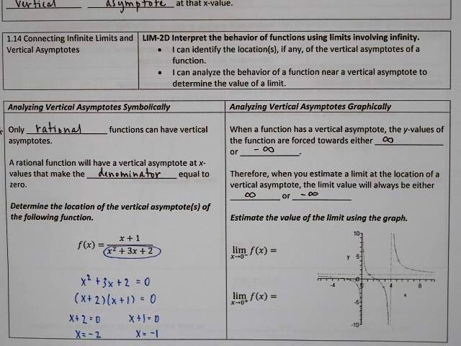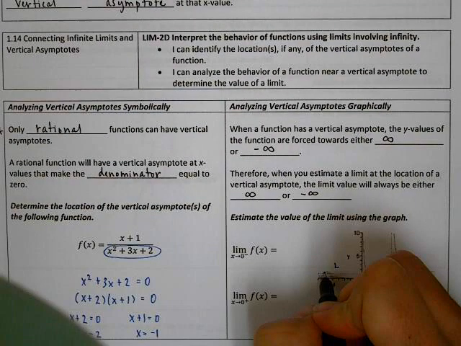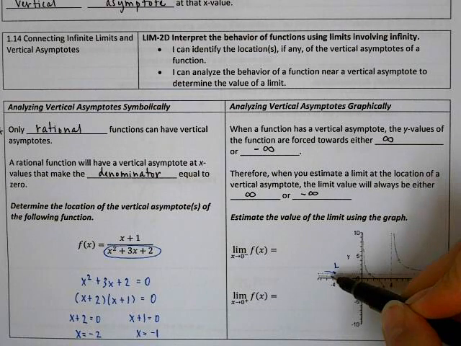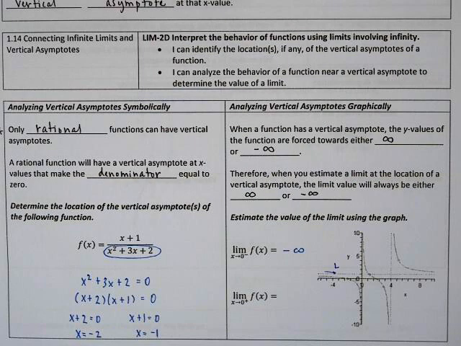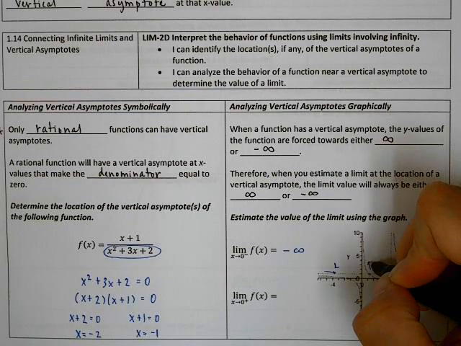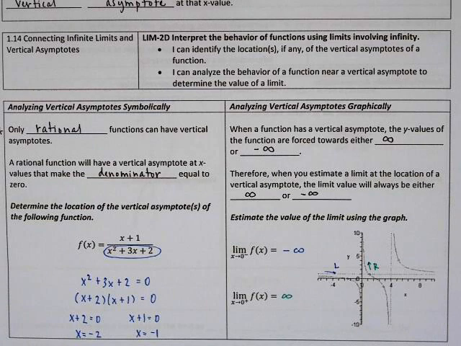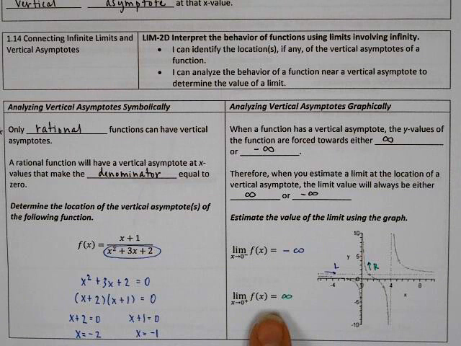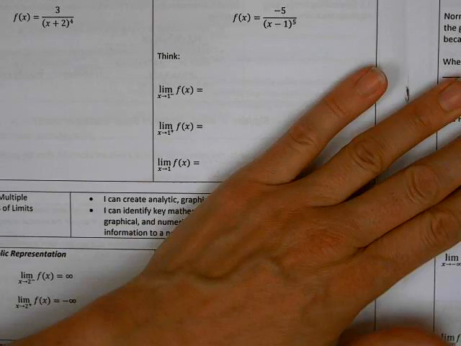As I approach, if this is 0, here's the left side of 0. As I approach from the left side, if I follow my curve, I'm heading down towards negative infinity. On the other hand, from the right side of 0, as I follow my curve, you can see I head up towards positive infinity. Now that part isn't new. The part that's new is how we are going to find these limit values when we're not given a graph but a function. So let's go ahead and turn the page and look at a few examples.